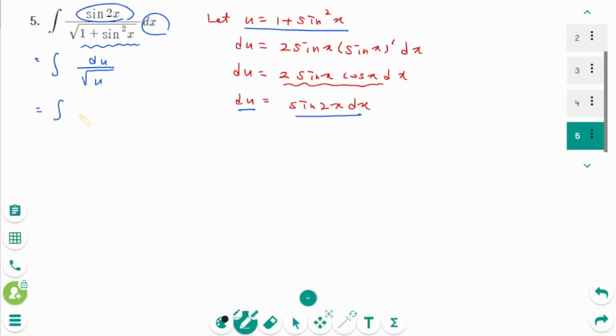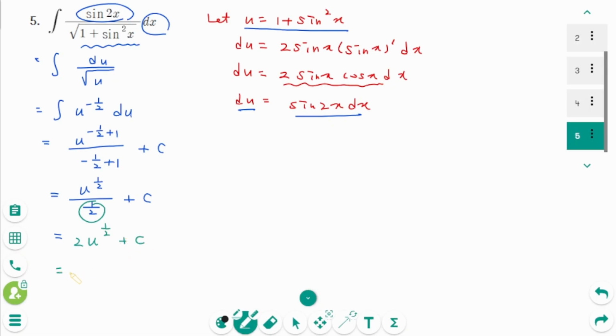The integral of, we can rewrite as u to the power of minus 1 over 2 du. Use the power rule for integration, u to the power of minus 1 over 2 plus 1 over minus 1 over 2 plus 1 plus c. Then u to the power of 1 over 2 over 1 over 2 plus c equals, the reciprocal of 1 over 2 is 2 over 1, which is 2, times u to the power of 1 over 2 plus c, equals 2 square root of u plus c, equals 2 square root of u, where u was 1 plus sine squared of x, plus c.